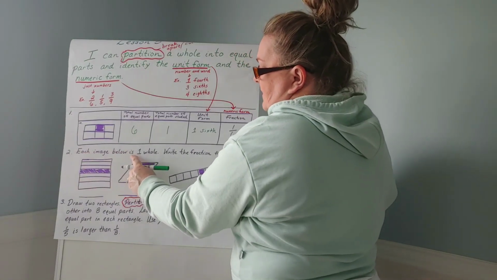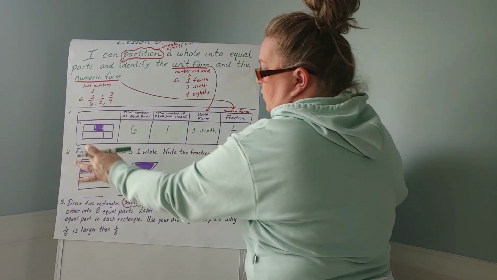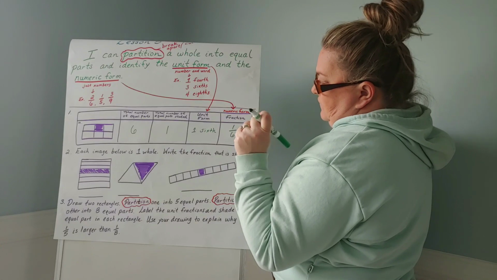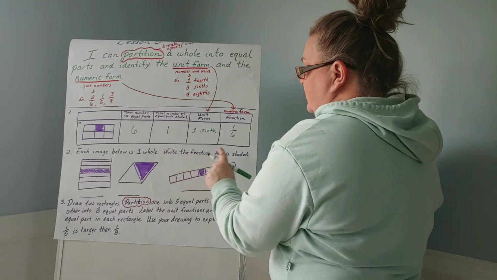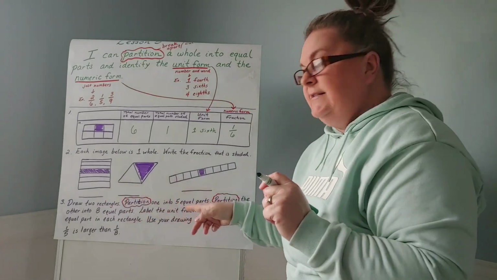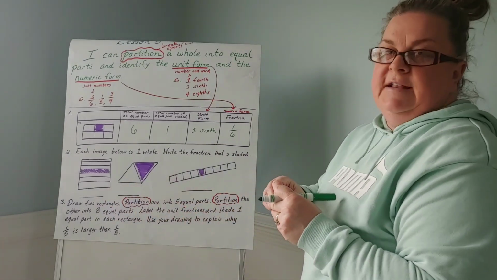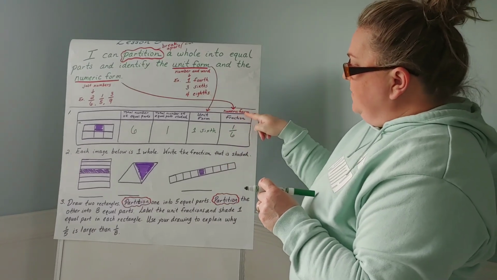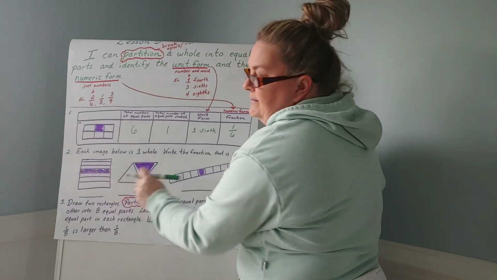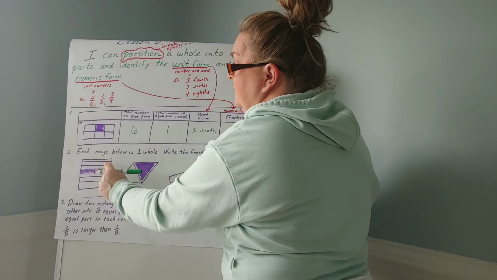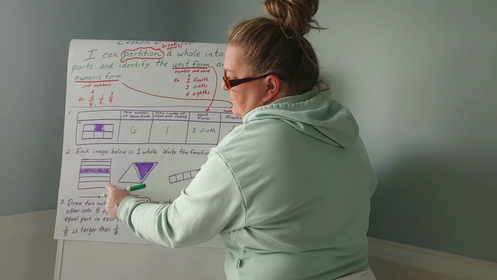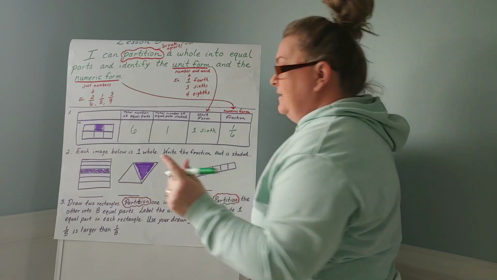Each image below is 1 whole. So 1 whole candy bar, 1 whole brownie, 1 whole Twizzler. We're going to write the fraction that is shaded. So our job on these lines here on your exit ticket is to write the fraction that is shaded. And we can just do that right here in numeric form just with numbers. So the first thing I need to do is find out how many equal parts are in the whole. So we're going to count 1, 2, 3, 4, 5, 6, 7. Yep, so I have 7 total equal parts.